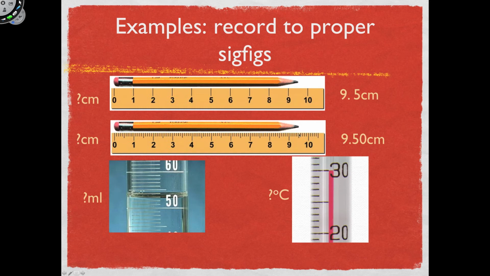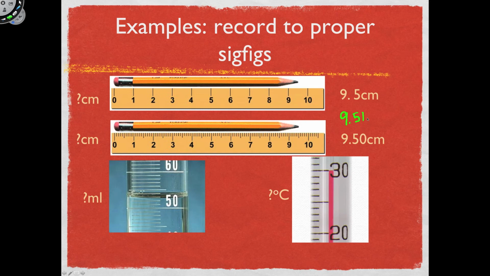And are there tiny little lines in between these millimeter lines? No, there's not. So I'm sure of the 9, I'm sure of the 5, and I'm going to have to guess my hundredths. Well, what would be a good guess? Well, it looks like it's right on the 5, so I'm going to guess a 0. Could I write something like 9.51? Yeah, that would be okay.